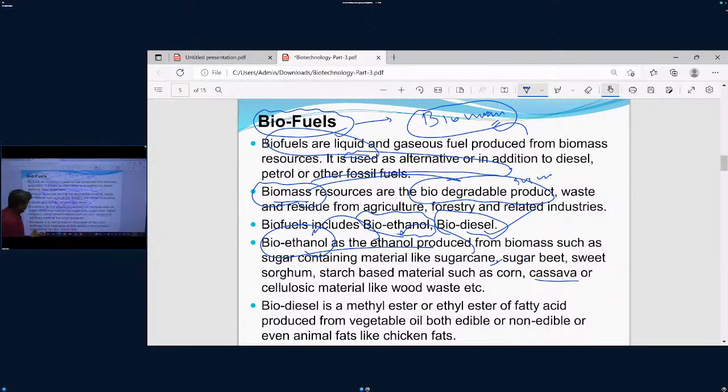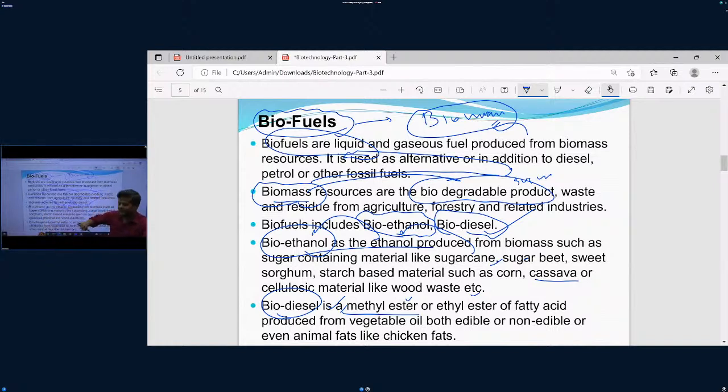And biodiesel is the ester group. Remember this, this is the difference between bioethanol and biodiesel. Bioethanol is an ethanol product, and biodiesel is methyl ester and ethyl ester, which is produced from vegetable oil, both edible and non-edible. Beta, biodiesel is produced even from animal fats also. This is the difference between these two biofuels.